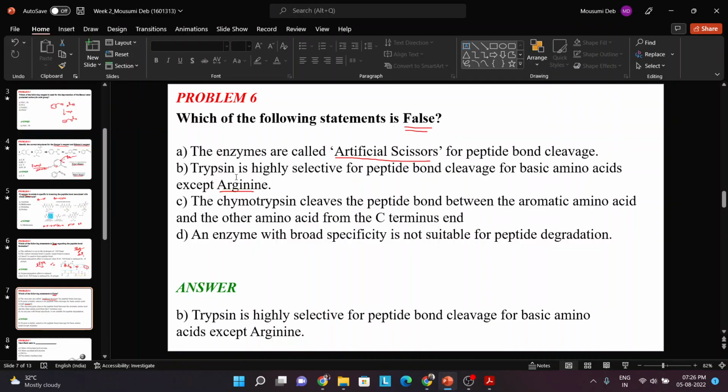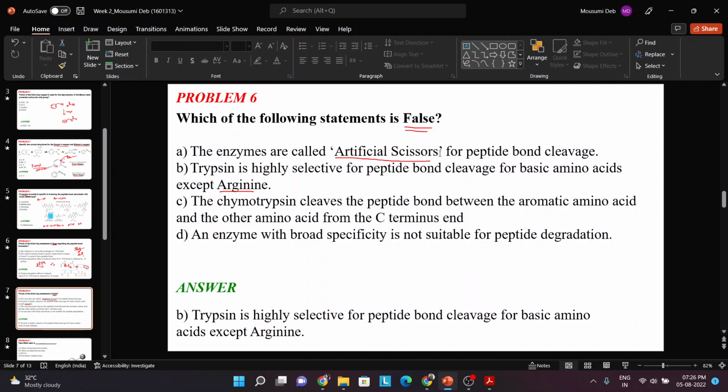When we learn the sequencing of peptides, there are many enzymes which we use for cutting the peptide bonds into smaller fragments to study their characteristics. For that many enzymes are used. Examples of enzymes are trypsin and chymotrypsin. There are many other enzymes, like V8 protease, which are used for peptide bond sequencing, and these enzymes are called artificial scissors.